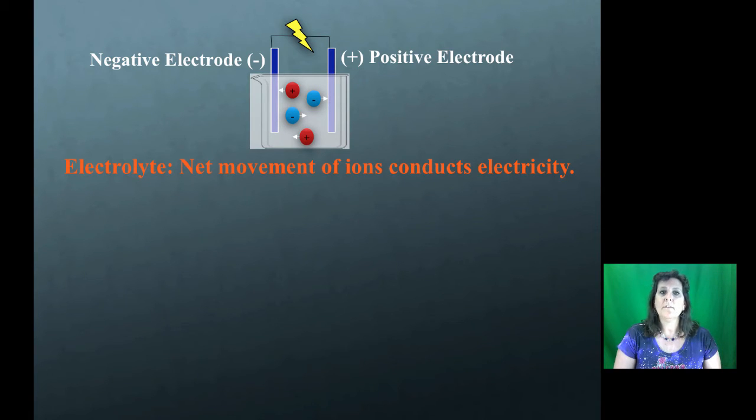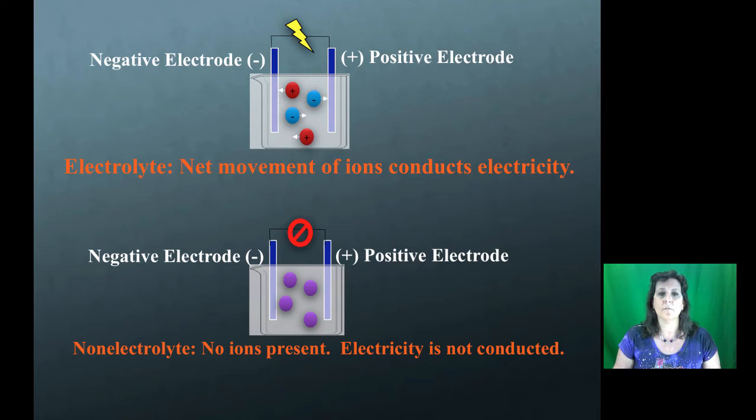So an electrolyte means there's net movement of ions. It will conduct electricity. It would light up a light bulb if it was connected with 2 electrodes stuck in the solution, because we do have ions that will conduct a current. So it can light up a light bulb.